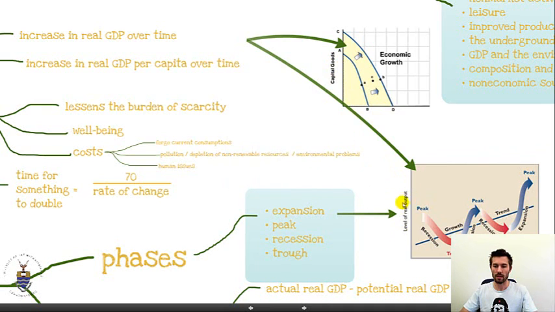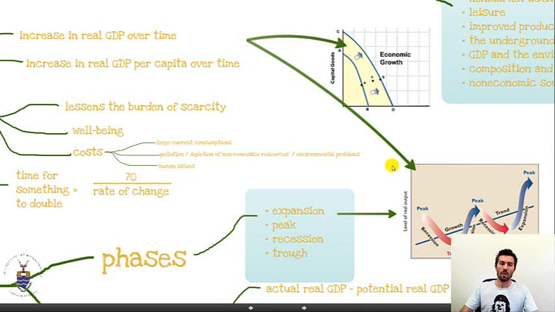Alternatively, if we're looking at level of output over time, what we're saying is that even if GDP goes up and down and up and down and up and down, the long trend is up, right? If over time the level of output is trending upwards, even if it goes up and down, that's economic growth.